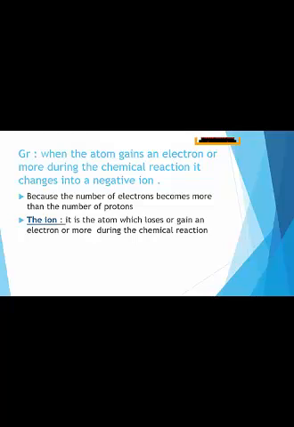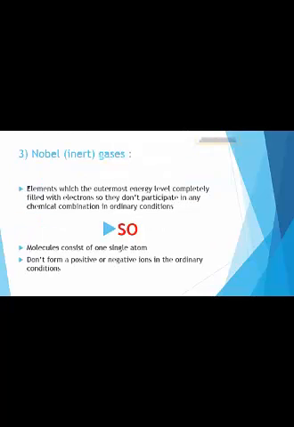So we can conclude the definition of the ion. It is the atom which loses or gains electrons, according to whether this atom is a metal or a non-metal. So it tends to lose or gain 1 electron or more during the chemical reaction. Number 3, the third type is the noble gas or inert gas. Noble gas or inert gas, the two names mean the same.